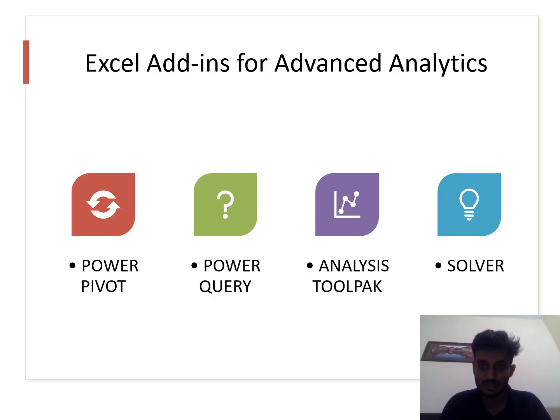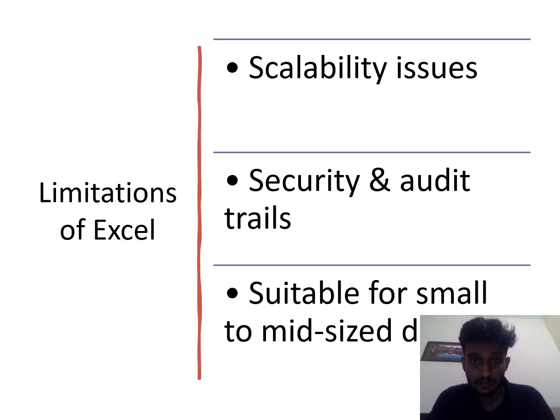Now we discuss slide number 18. Slide number 18 is related to limitations of Excel. There are three important points. First one is scalability issues. Second one is security and audit trails. Third one is suitable for small to mid-sized data. Now we discuss all the points in detail.